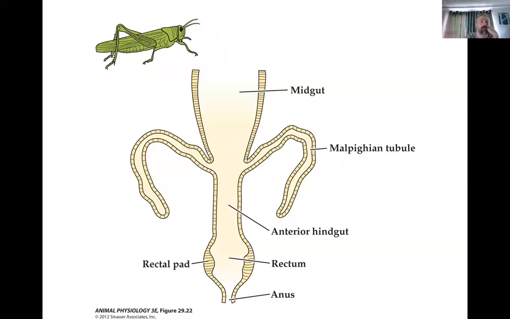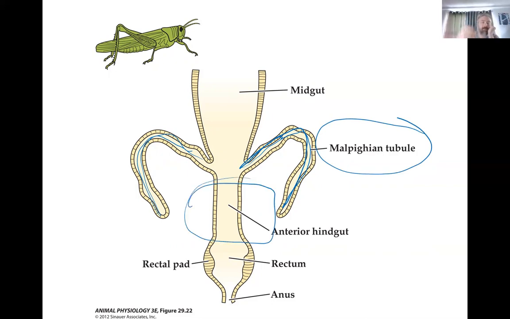They actually have instead little outpocketings of the GI tract, sides here, called Malpighian tubules. The Malpighian tubules and the hindgut both produce urine, but they don't do it by filtration. They do it instead by secretion. So the cells lining the hindgut and the cells lining the Malpighian tubules secrete urine into the hindgut here, and it's excreted with the rest of the wastes.